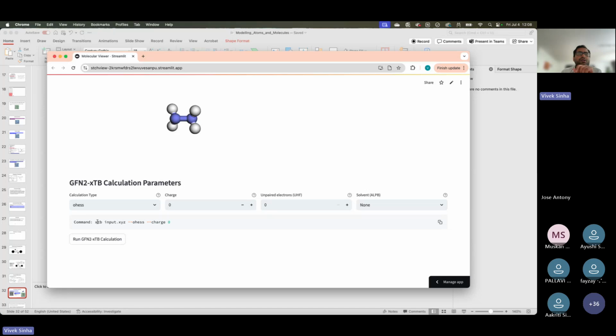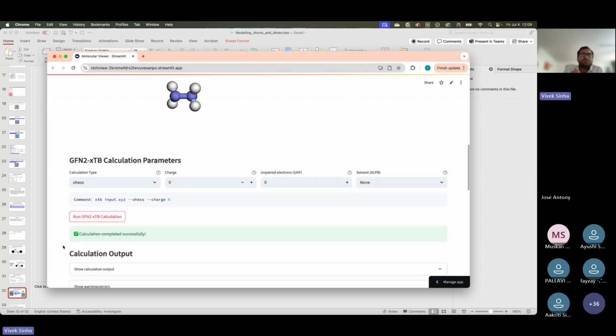Charge is 0. It does not have unpaired electrons. We also don't choose any solvent model here. So it already constructs the command for you. It's xtb input.xyz --ohess --chrg 0. You can also run this if you have xtb installed locally, on your own system. But I will run it here.